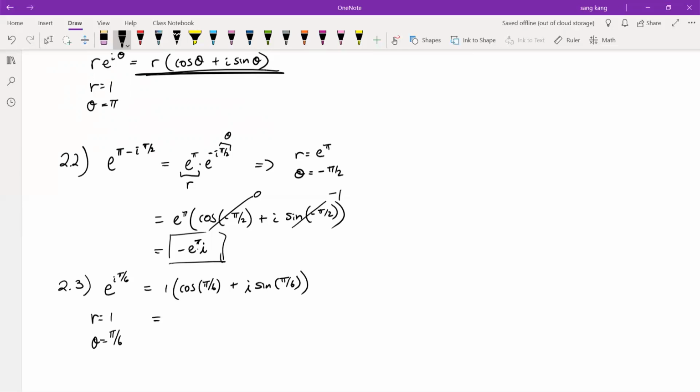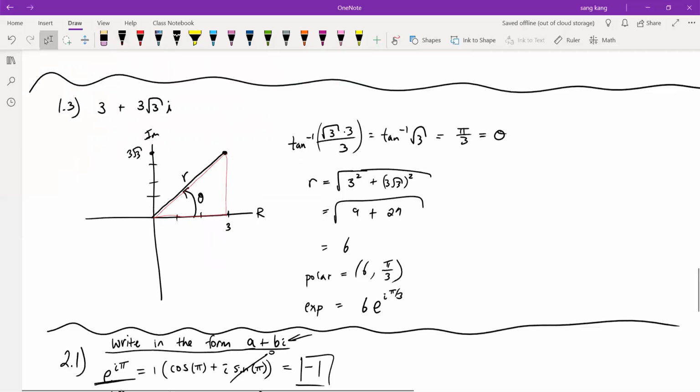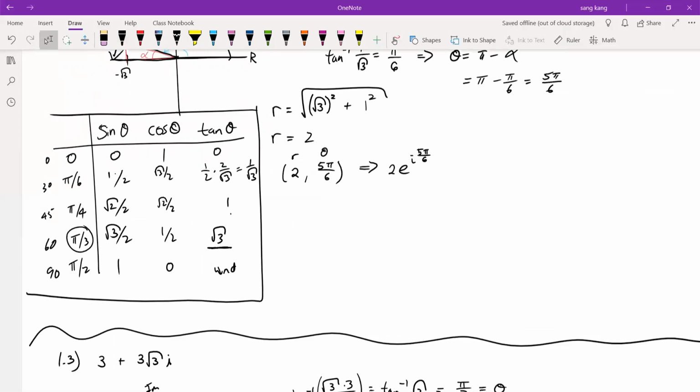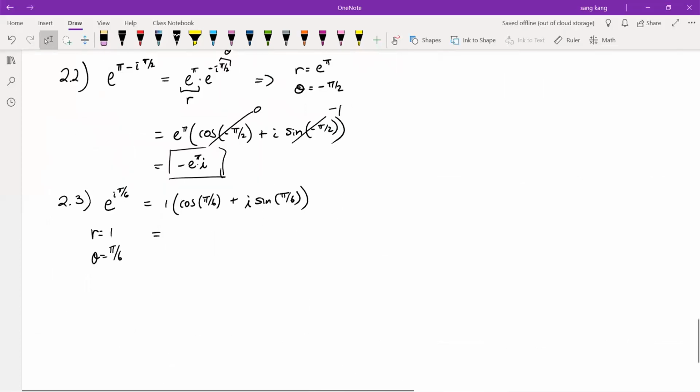Right. So yeah, this is where I have issues with cosines and sines. So that's why I always refer to this. So cosine of pi over 6 is root 3 over 2. Sine of pi over 6 is 1/2. Right? So this is where the table comes in handy. So cosine of pi over 6 is root 3 over 2 plus i sine of pi over 6 is 1/2. So there's my equivalent answer. And then let's look at the last one for this section, 2.4.